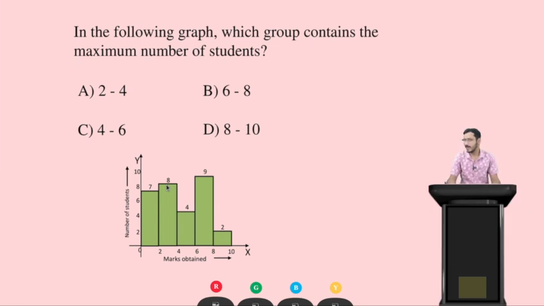Now it's question time, and I have a question for you. In the following graph, which group contains the maximum number of students? You can see the graph here, and I am giving you 30 seconds. Which option is correct here? Read the graph here and answer the question. In the following graph, which group contains the maximum number of students?